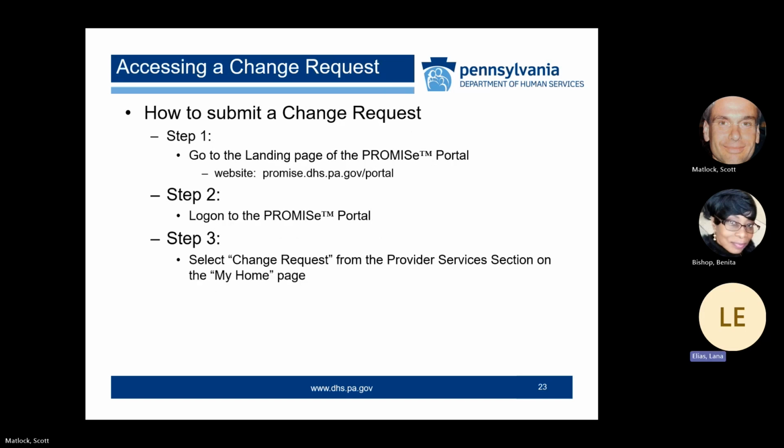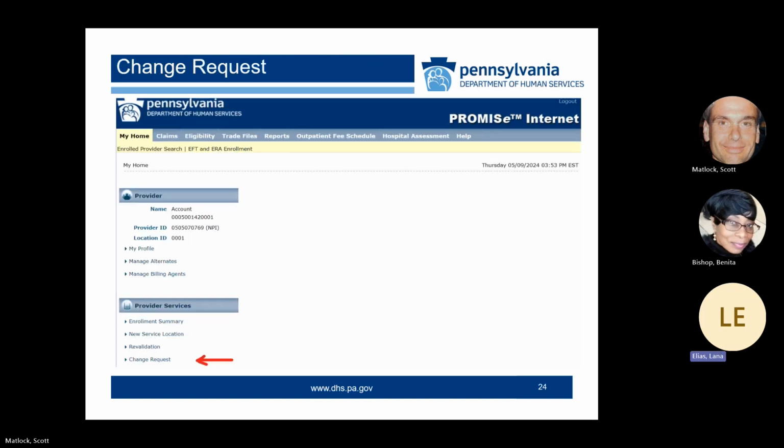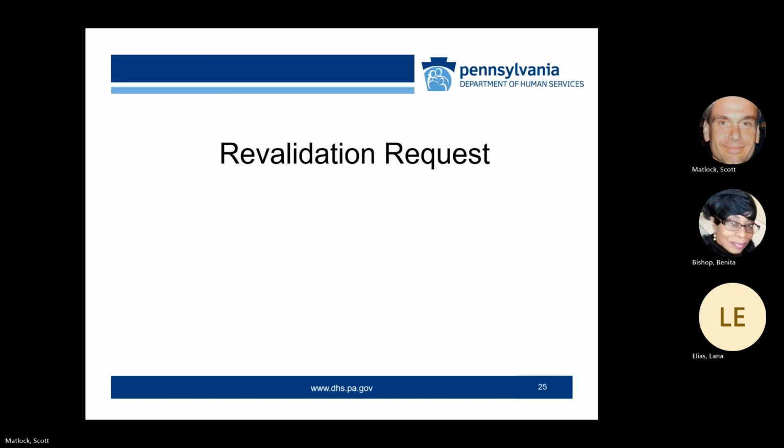How to submit a change request? You want to go to the landing page of the Promise portal. You want to log on to the Promise portal and select change request from the provider services section on the My Home page. This screen shows you where you'll find that change request link.